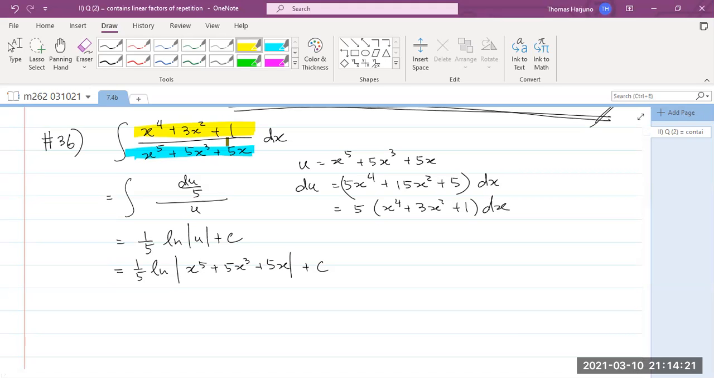But for you to be able to see that, you need some maturity level. This number 36 is suddenly an off topic question. The technique you use has nothing to do with partial fraction decomposition. No, not at all.